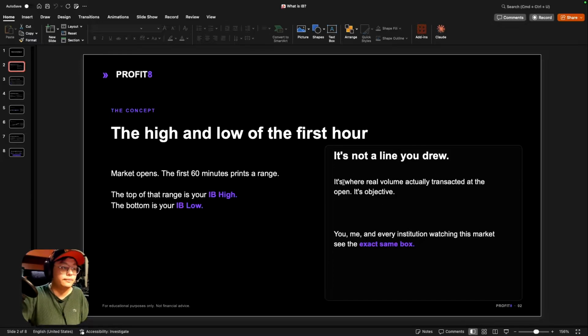It's not a line you drew. It is where real volume transacted at the open. So it's you, me, and every other institution watching this market seeing the same exact box.